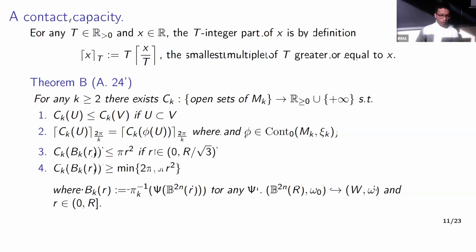And the capacity of the contact ball of radius little r is bigger than the minimum of 2π or π r squared. By the contact ball, I mean that I start with a symplectic embedding of a ball of radius r inside W, and then I lift it: I take the preimage of this ball by the projection. This is what I call the contact ball. So topologically, again, it's B^2n times S1.